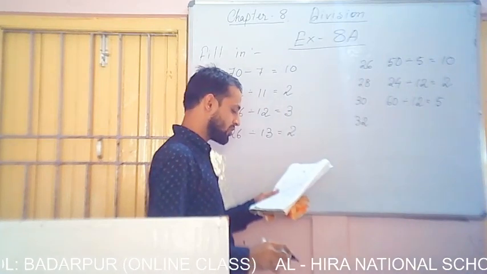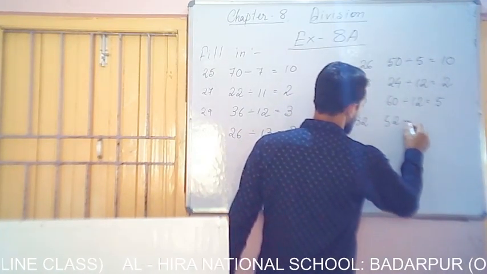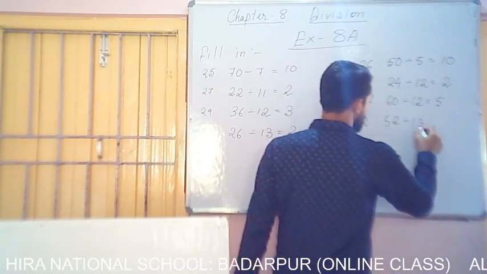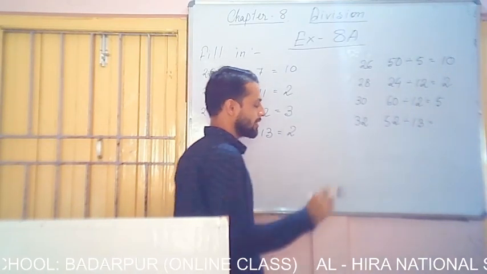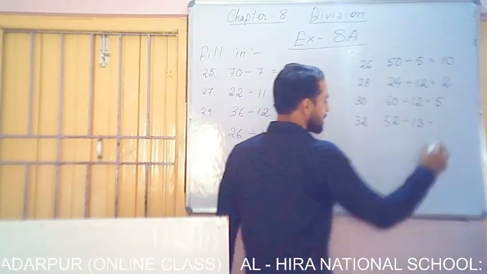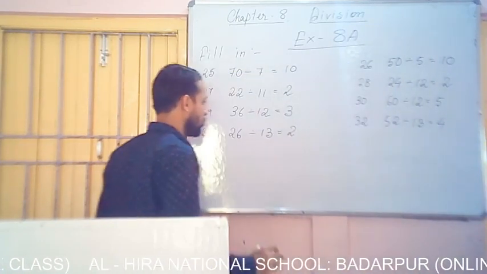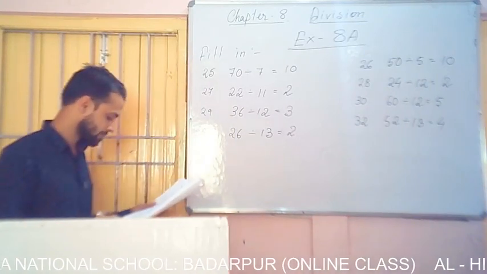The next one is question number 32. Question number 32 is what? 52 divided by again 13. So here we have to follow 13. Okay, 13 tables. So 13 fours are what? 13 multiplied by 4 equals to 52. That is why we are going to write here 4. Okay, the next one is 33.